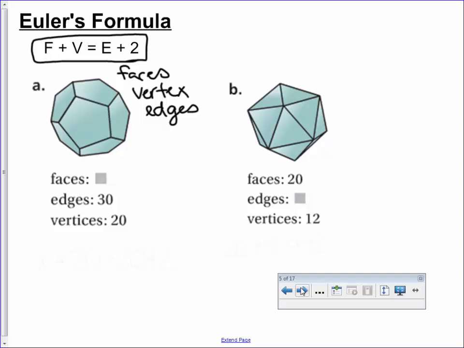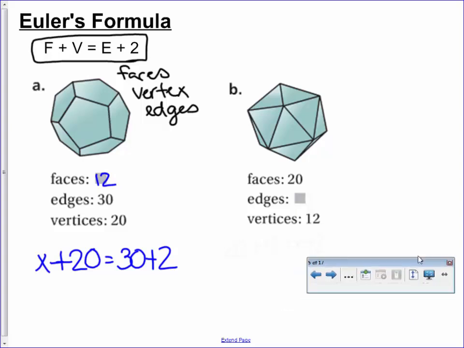Okay? So if we look at number 1, they give us the edges and they give us the vertices. So plugging that into Euler's formula, we should have x plus 20, because we're trying to find the faces, equals the edges 30 plus 2, and we're going to solve that for x. And that actually tells us that there are 12 different faces on this polyhedron that is shown. You can't see them all, but there are 12. So go ahead and try the second one on your own.